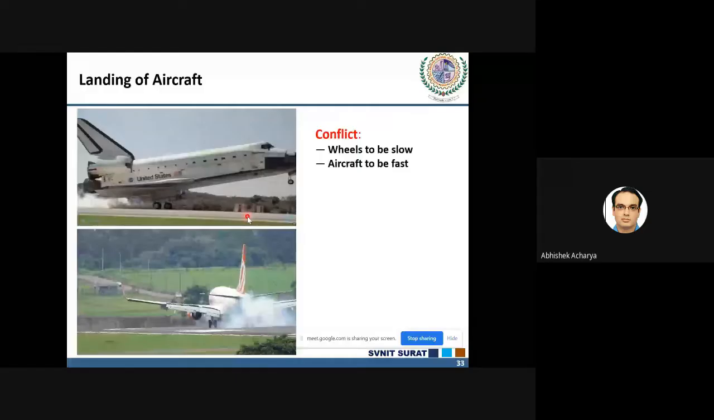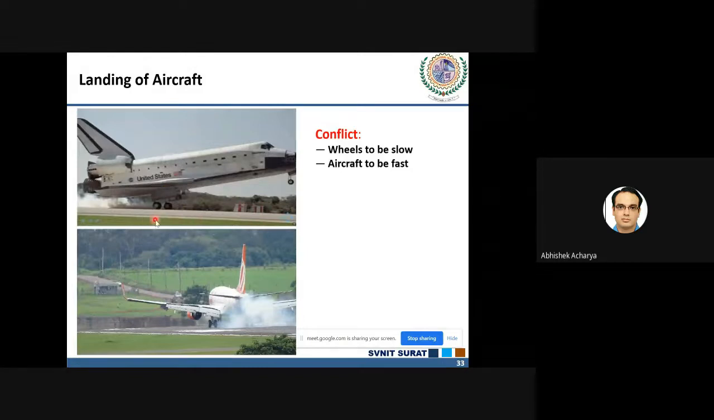Now, one such solution is that whenever the aircraft is landing, the wheels should also start moving at the same speed. For example, at the time of landing, say the speed is 200 kilometers per hour. So your wheel should also rotate at the same speed. Then the relative speed between the aircraft and the wheel will be zero, and that will improve the life of your tire, because tire wear will not be there in that case.